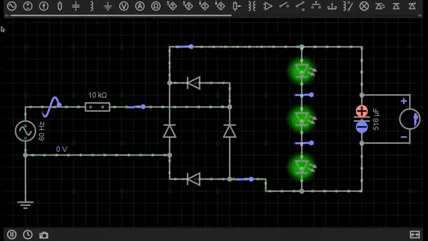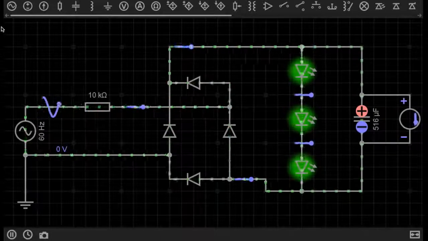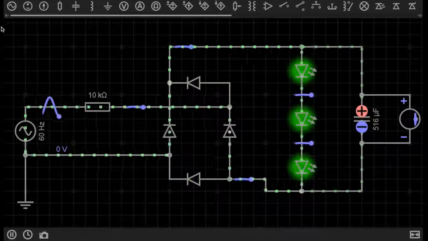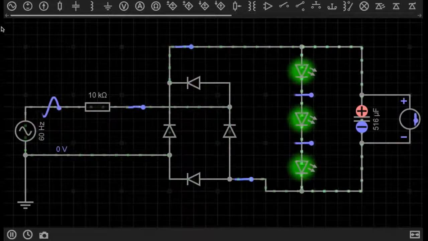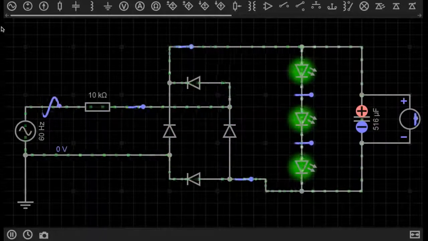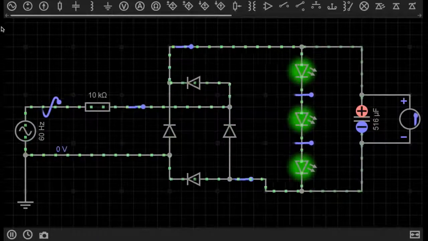If you are relatively new to electronics, don't freak out just yet. This circuit might look a bit crazy, but I promise you it is simpler than it looks. What you are looking at here is basically a rectifier. So what is a rectifier?